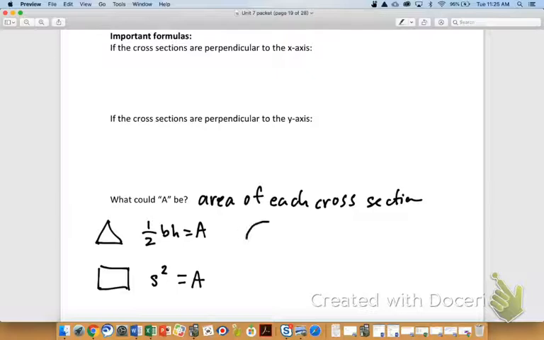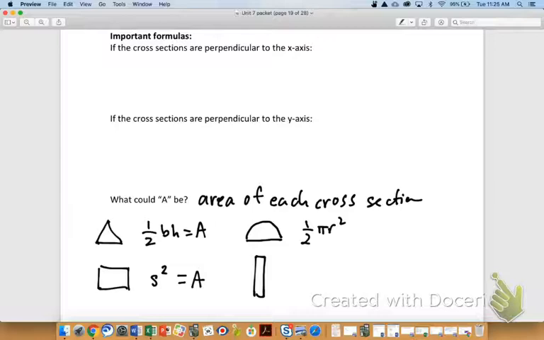What if, like in our little demo, we saw a semicircle cross section? Not just pi r squared? 1/2. I think I heard that somewhere. Yeah, 1/2 pi r squared. What if I did have a tall, or not tall necessarily, but just some sort of a rectangle?